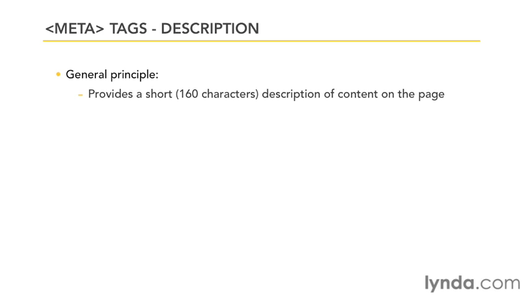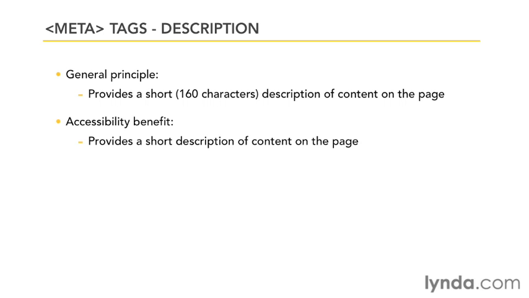In addition to the title tag, we have a meta tag for description. The description meta tag provides a short description of the content on the page. When I say short, I truly mean it. This is because search engines use this to index the page. And if you put in a description that's any longer than 160 characters, then the rest of that description will not be indexed. So try to keep it really short.